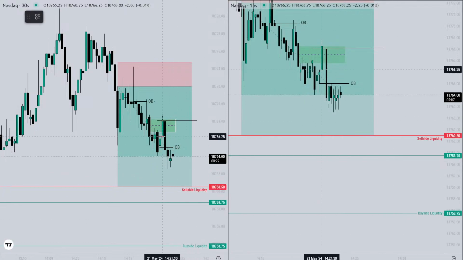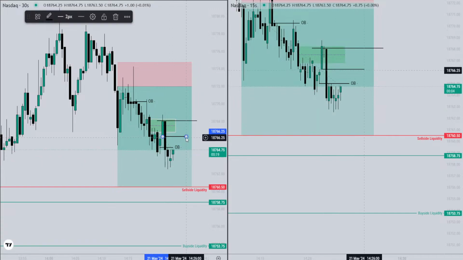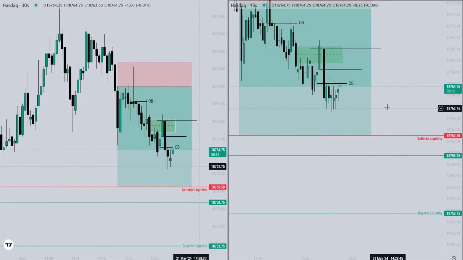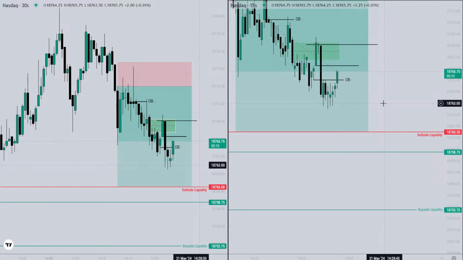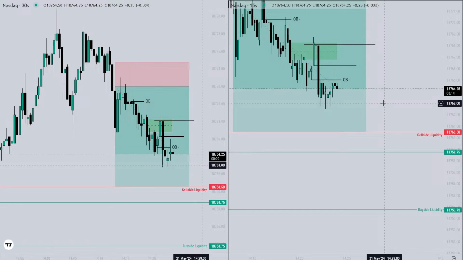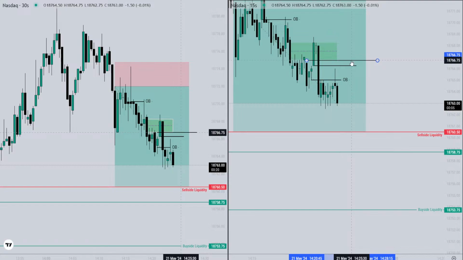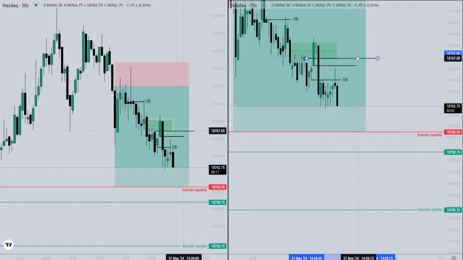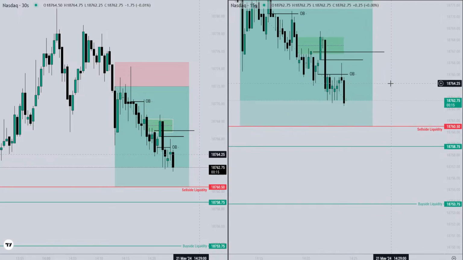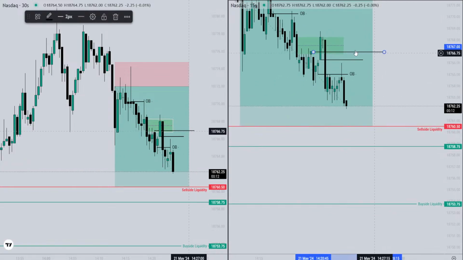It can reach until this line one more time. Okay, it can reach until here one more time. Looking at this 30-second chart, it can reach until that area. This is my stop loss. Remember that.